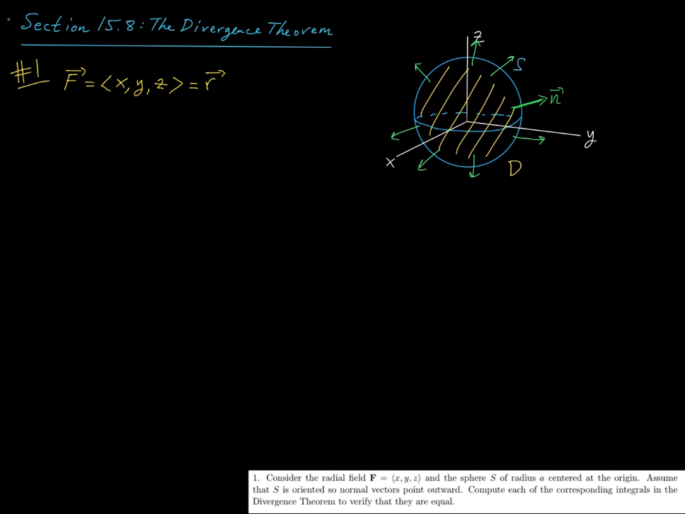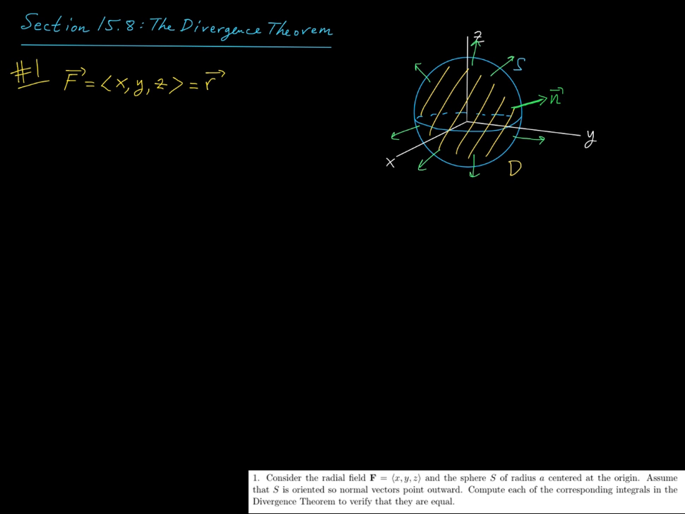All right, for the first problem on the worksheet, it says consider the radial field F, with components just x, y, z. Notice that's just the position vector of the point whose coordinates are x, y, z, and we have the sphere S of radius a centered at the origin. Assume that S is oriented so normal vectors point outward. Compute each of the corresponding integrals in the divergence theorem to verify that they are equal.